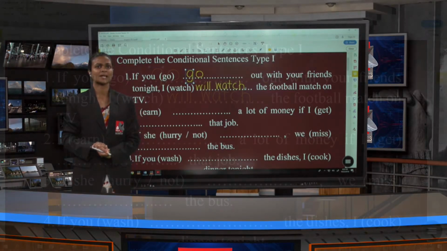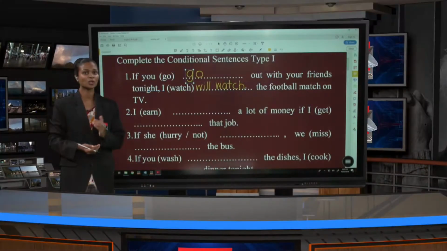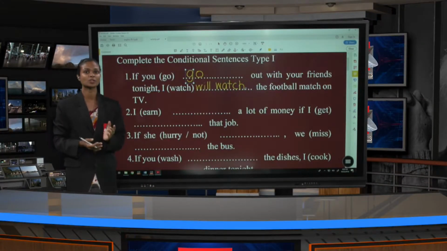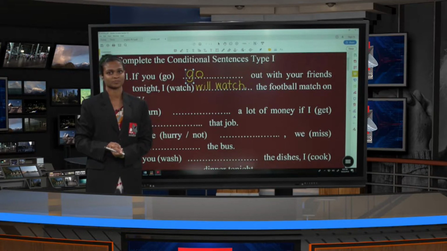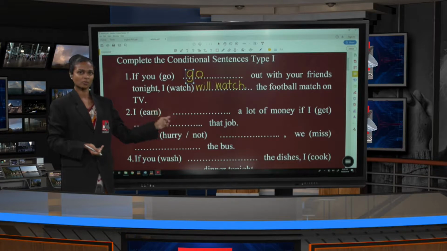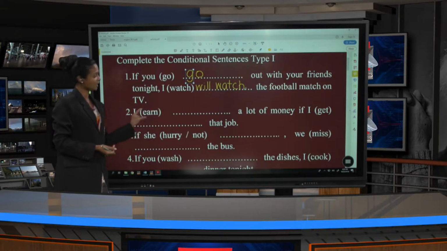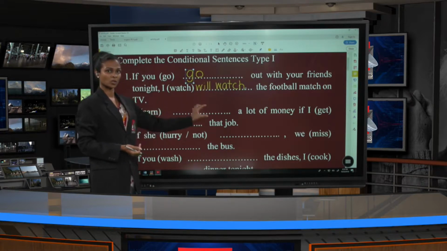I blank earn a lot of money if I blank that job. මට ඒ රස්සාව ලැබුණොත් මම ගොඩක් මුදල් උපයනවා. Here I will earn or I earn. What is your answer? This is the main clause. මේක තමයි main clause එක.